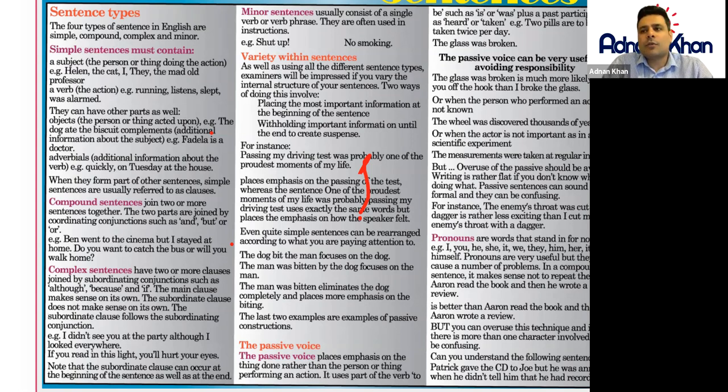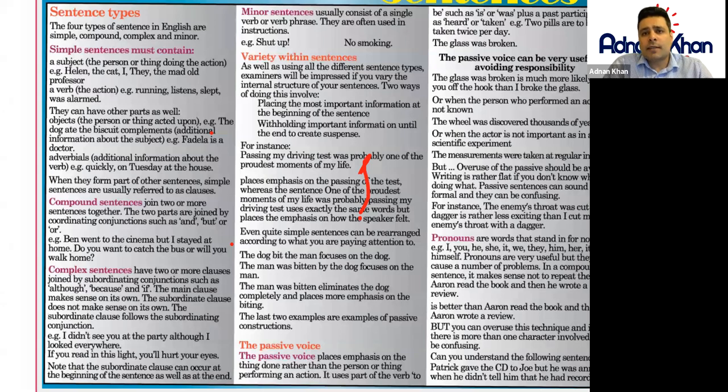So this is all form, by the way, because there wasn't enough space. I've had to squeeze a lot of information onto this page, just so that it adds up. So there are four sentence types in English: simple, compound, complex, and minor sentences.